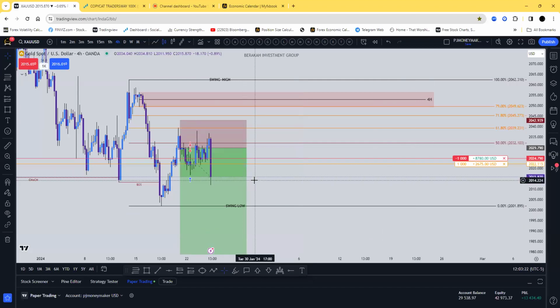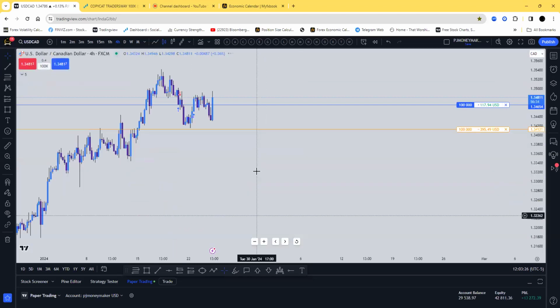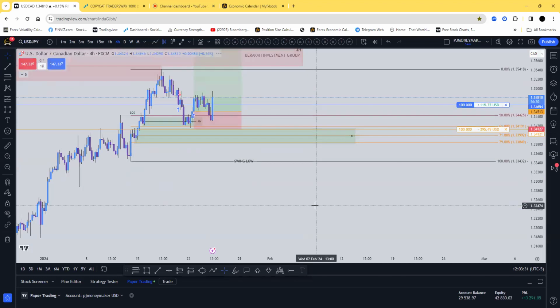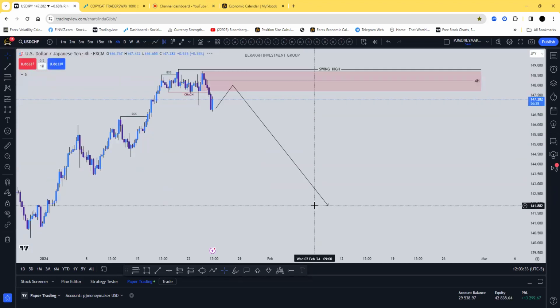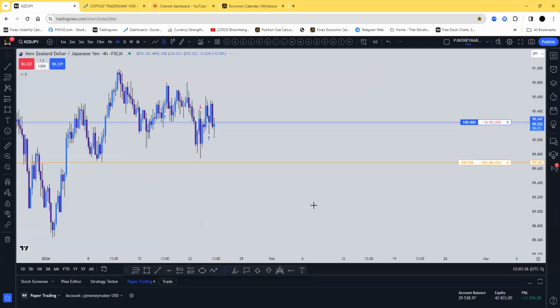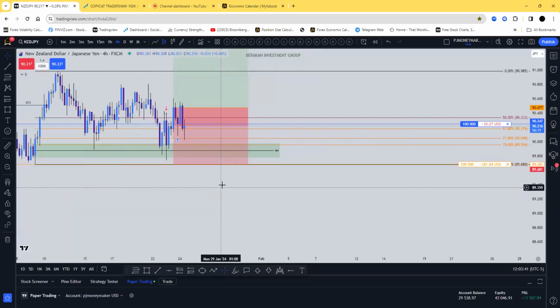So I got this trade. This trade, I got this trade. I'm waiting for that one. I'm waiting for this one. No, I got this trade here too. Why are you getting this one? Tell me why.